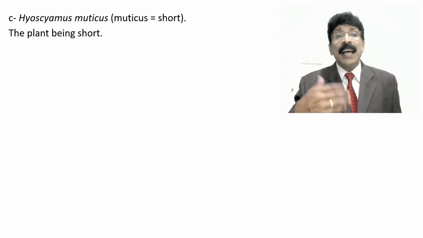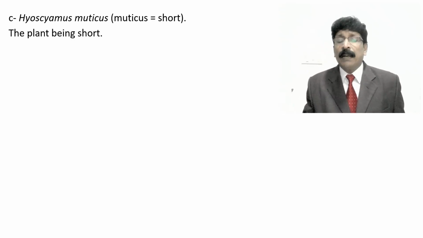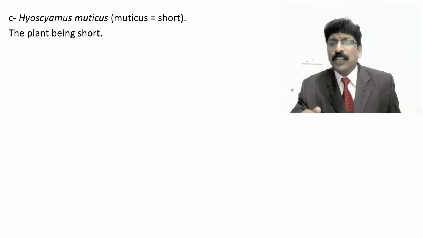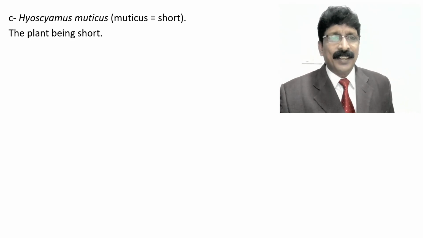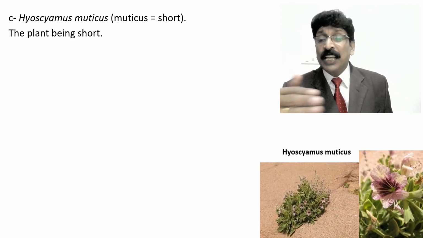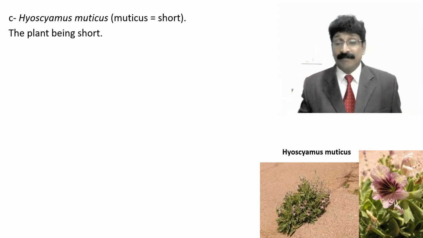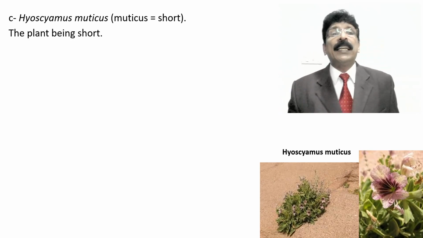And the next example, you can say the characteristic like Hyoscyamus muticus, sorry, not miticum, muticus. Muticus means short. Something which is short we can say muticus. So the plant is very short, as shown in the picture. The name of the species is given because it is short.